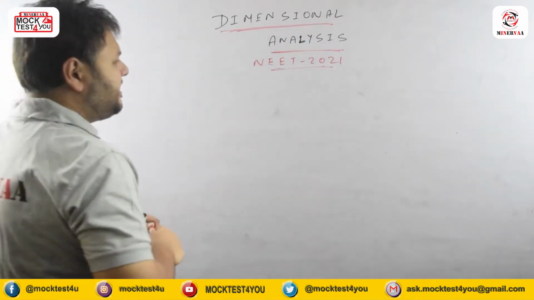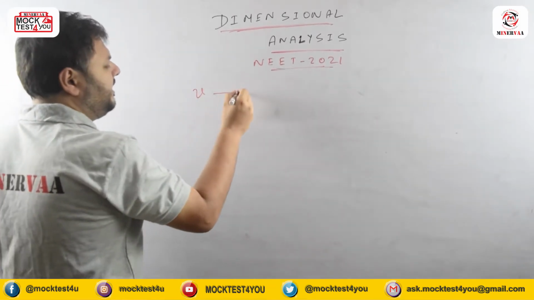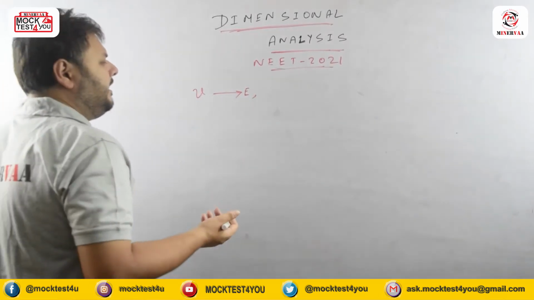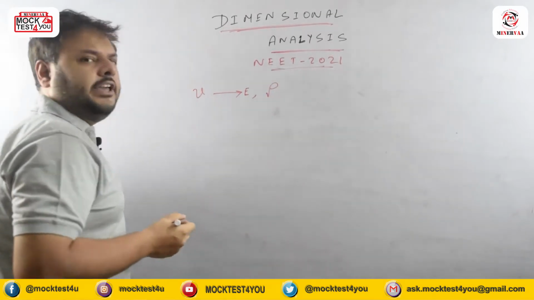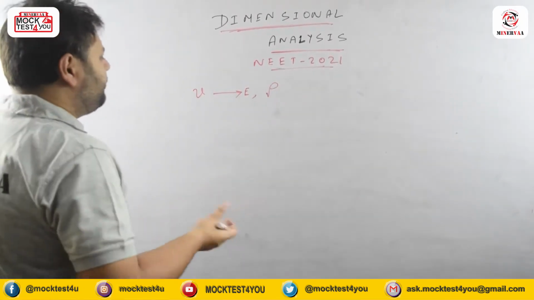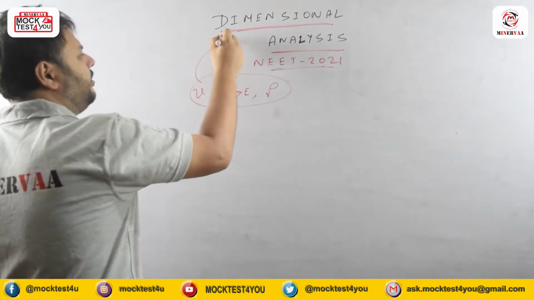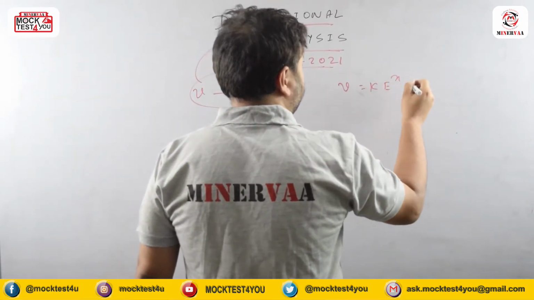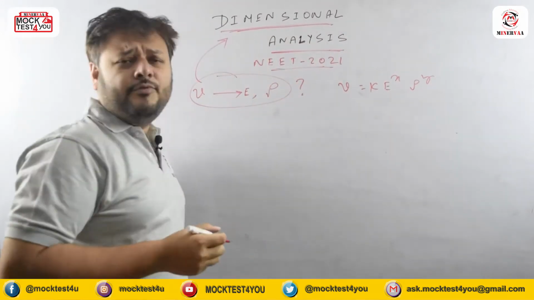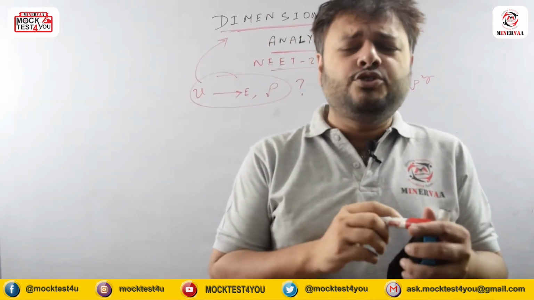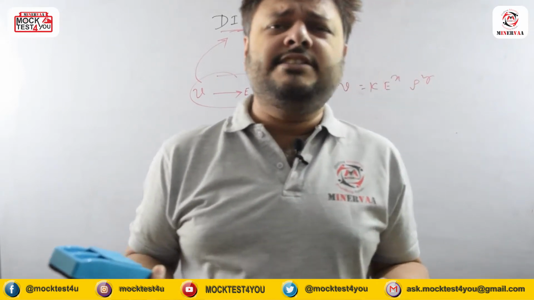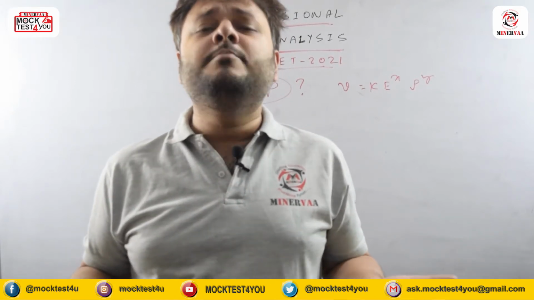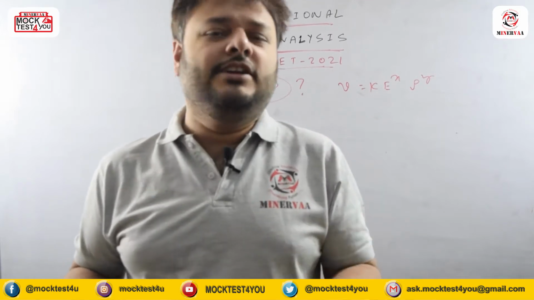So let's take a very simple example: the speed of sound in air depends upon the elastic modulus of the air. There is a bulk modulus of air, and obviously the density of the air medium. So we need to find out a relation between these according to dimensional analysis. What we can do is form the equation V equals k E to the power x into rho to the power y, and we know very well the dimension of this E. E is called elastic modulus, and its dimension is nothing but the dimension of pressure or the dimension of stress.